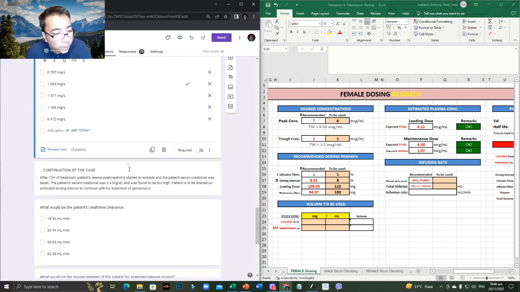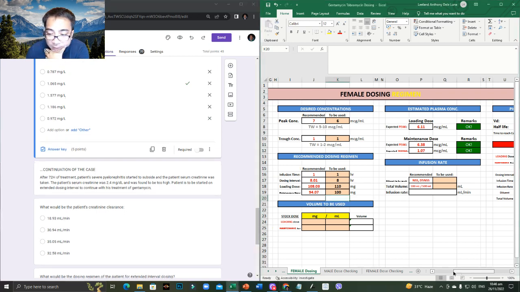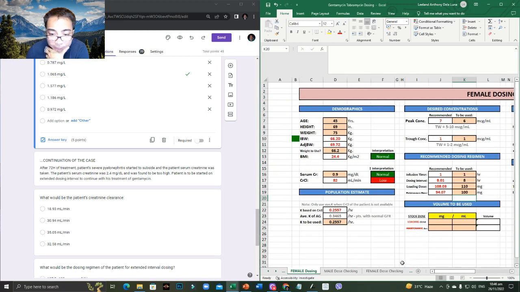So, after 72 hours of treatment, patient's severe pyelonephritis started to subside and the patient's serum creatinine was taken. Patient's serum creatinine was 2.4 milligrams per deciliter and was found to be too high. Patient is to be started on extended dosing interval to continue with his treatment of gentamicin. Okay? So, tumaas daw ang serum creatinine to 2.4. So, kung 2.4 yung serum creatinine natin, the creatinine clearance will be approximately 31. So, ito yung magiging sagot natin.